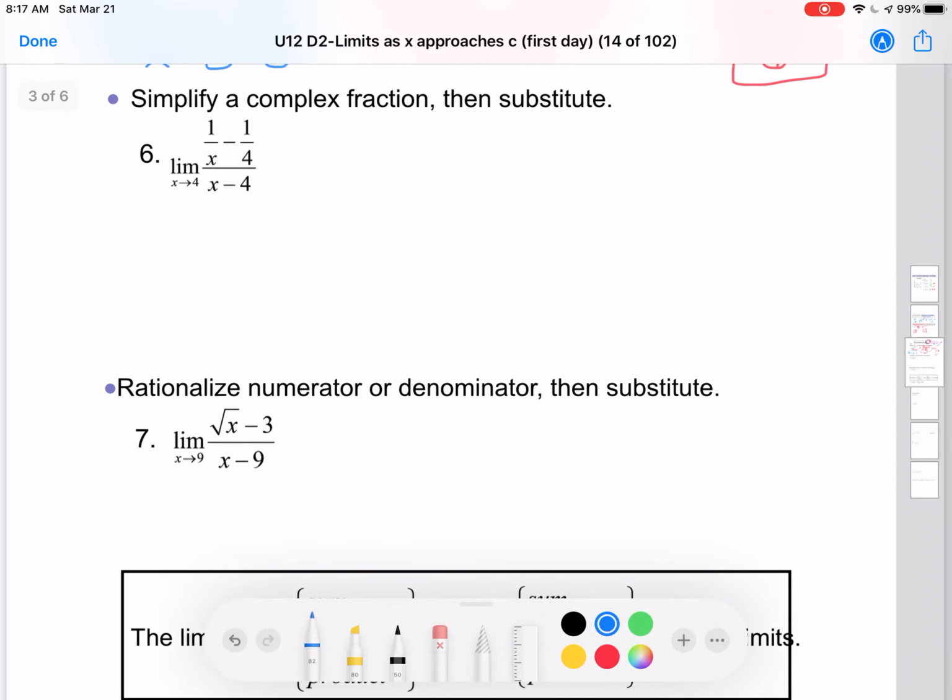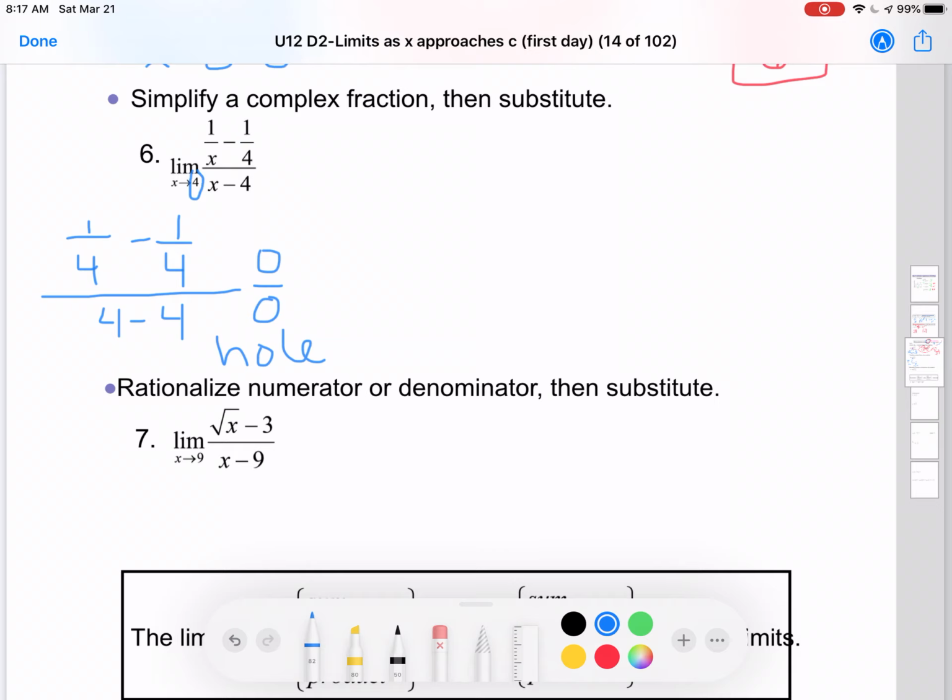Okay, what happens here? Well, same thing. I want you to have a procedure down. Your procedure is always going to be to plug in this value at first. Maybe we'll get lucky, and we will have an answer. So 1/4 minus 1/4 over 4 minus 4, but we can see here it happens again. We get 0 over 0. So if we get 0 over 0, it means there's a hole. So we're just going to simplify and then plug in.